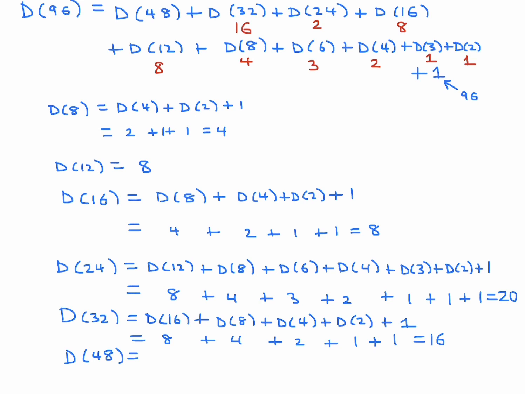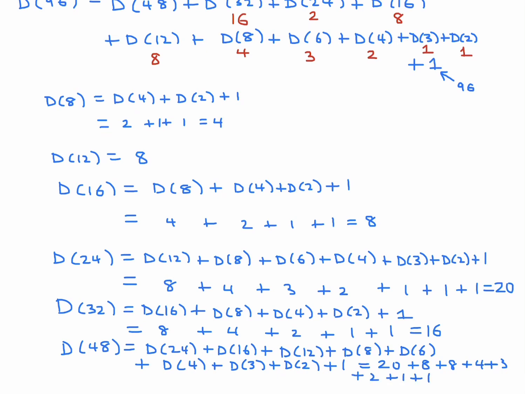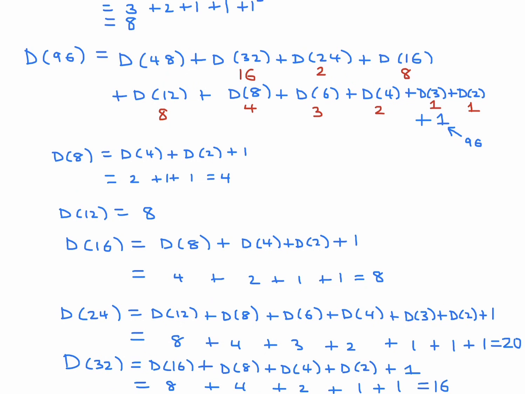And then I just have to figure out D48, which is going to be D24 plus D16 plus D12 plus D8 plus D6 plus D4 plus D3 plus D2, and then don't forget that 1 at the end. And all of these guys added up, D24 was 20, D16 is 8, and then D12 is 8, and then we have plus 4 plus 3 plus 2 plus 1 plus 1 plus 1, and that is equal to 48. Okay, that was the last piece of the puzzle, 48.